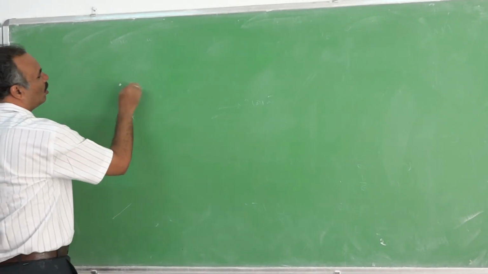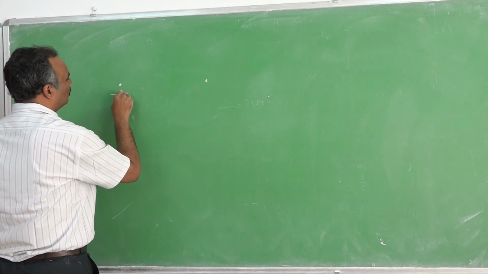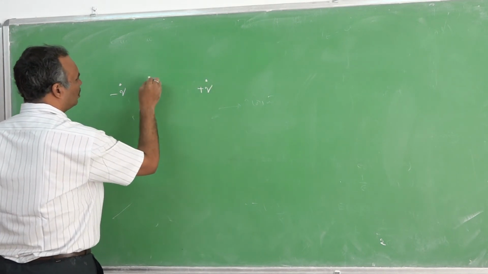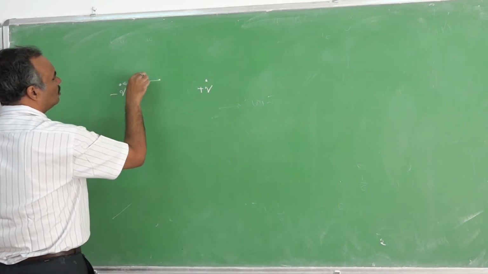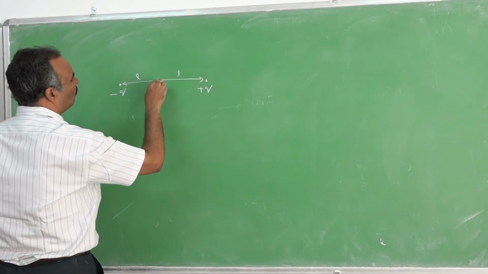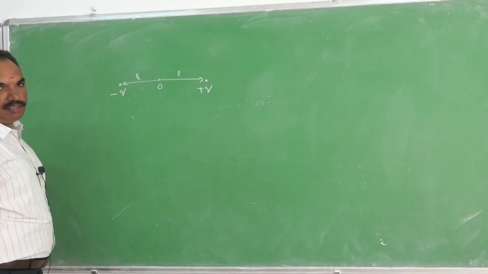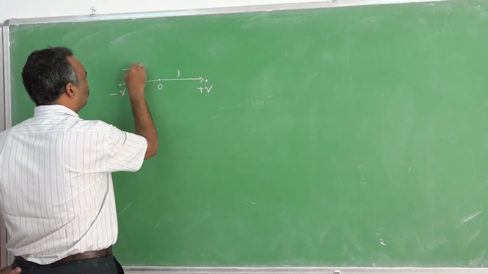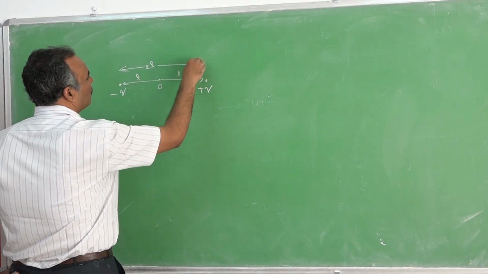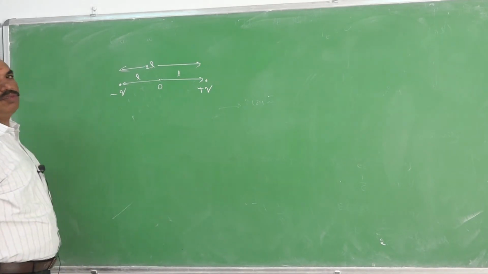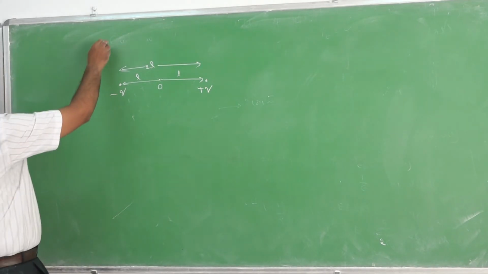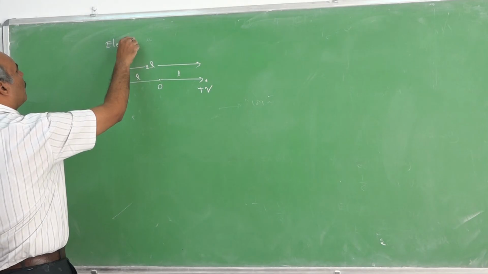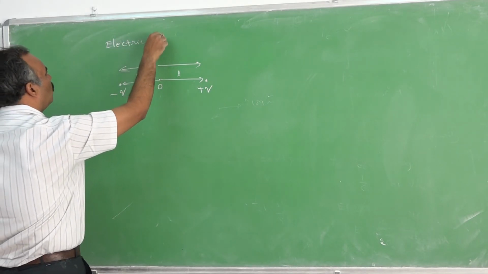If two equal and opposite charges are separated by a very small distance, the small distance is taken as 2L, since distance must always be measured from the center. So this length is 2L. Such a combination of two charges is called an electric dipole.